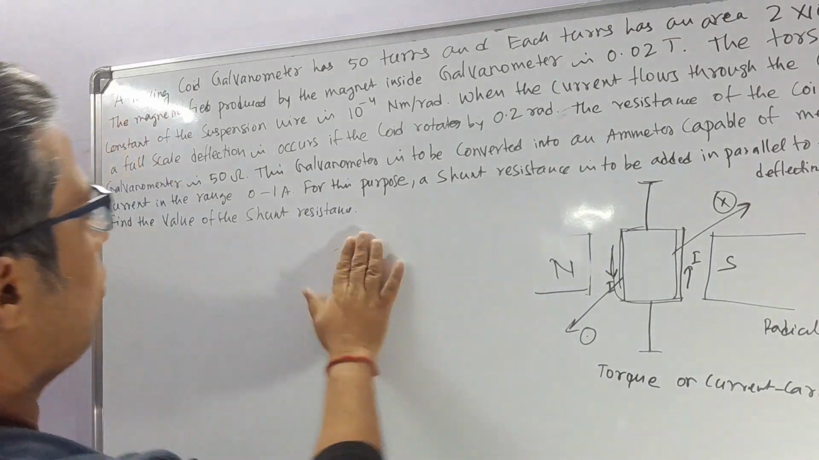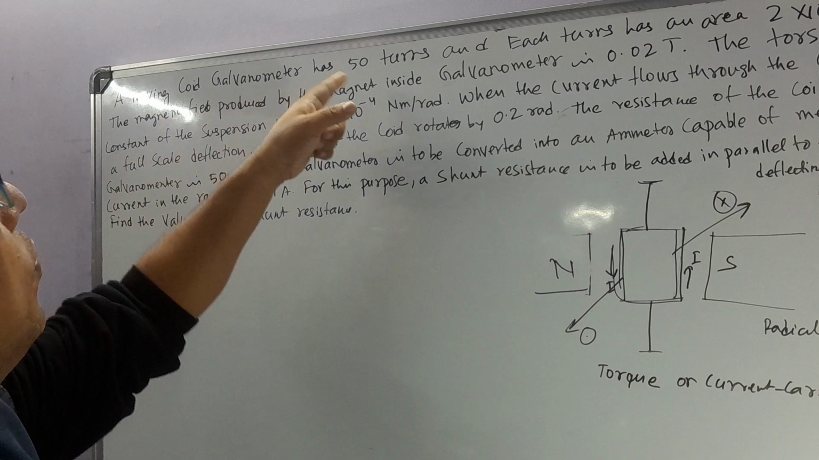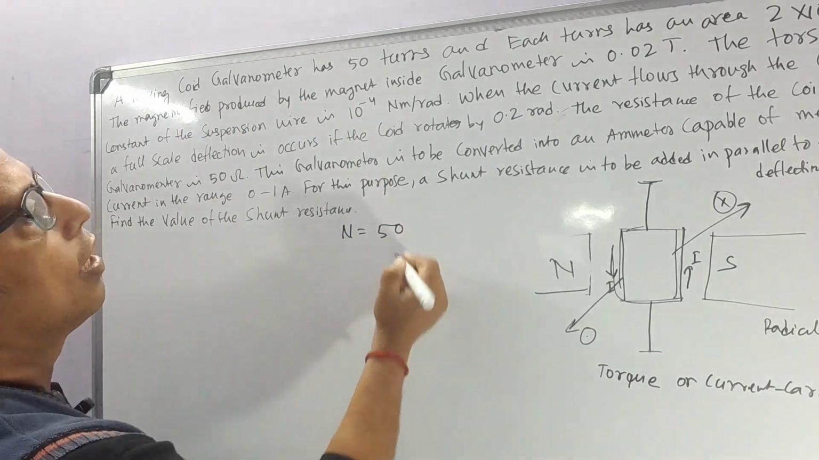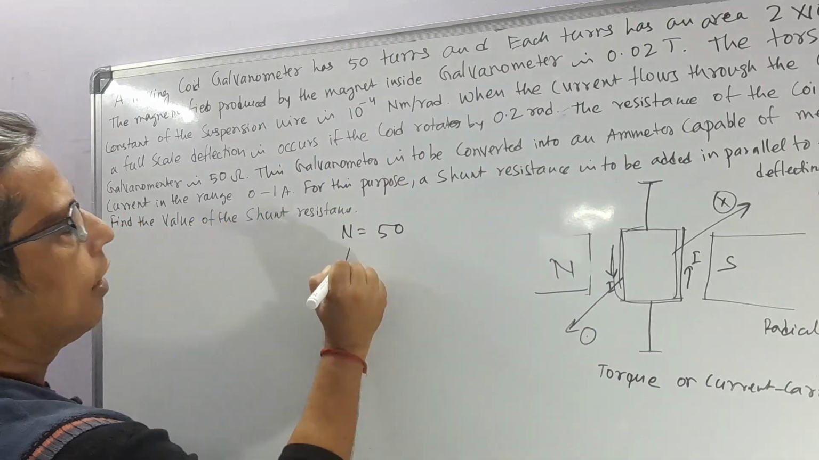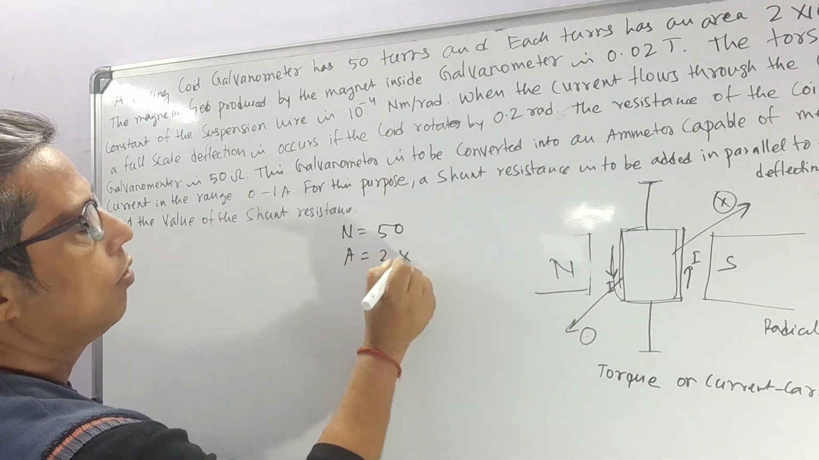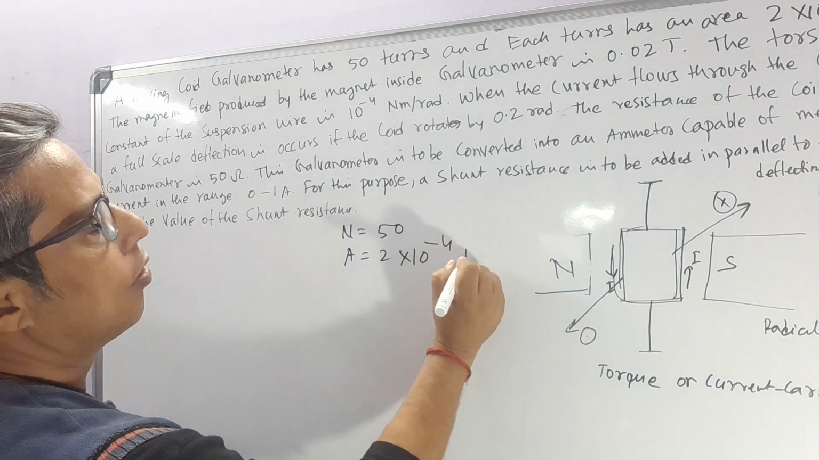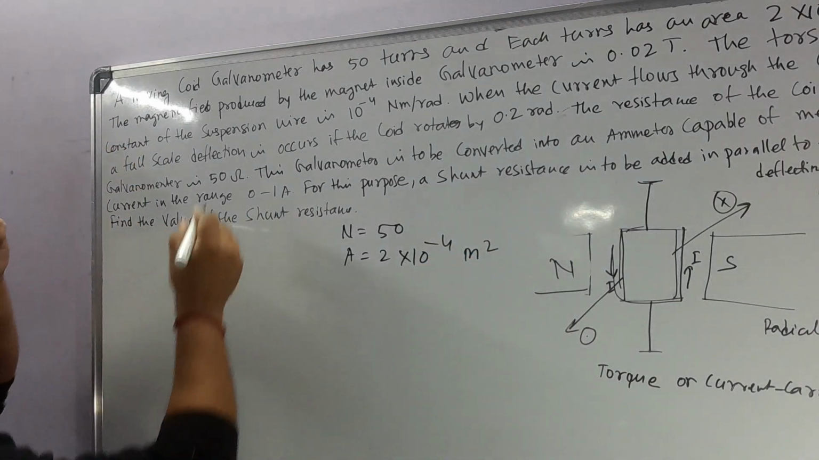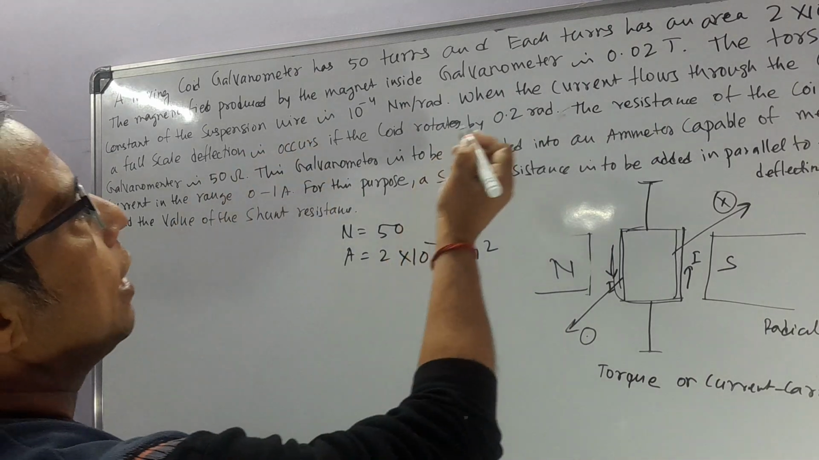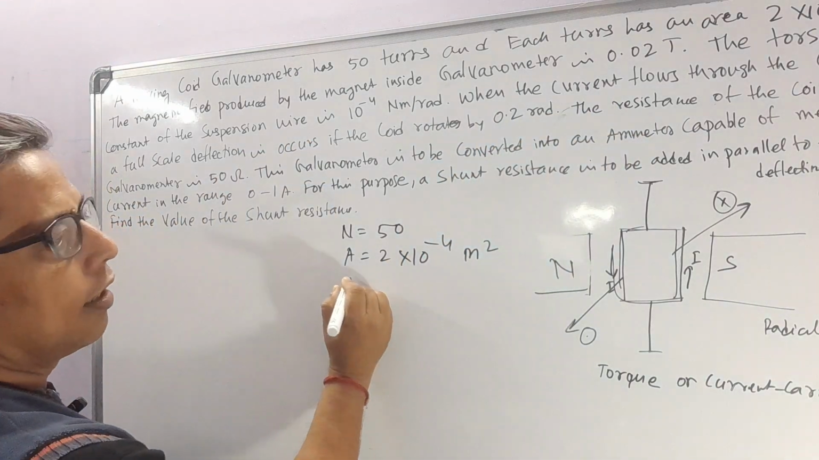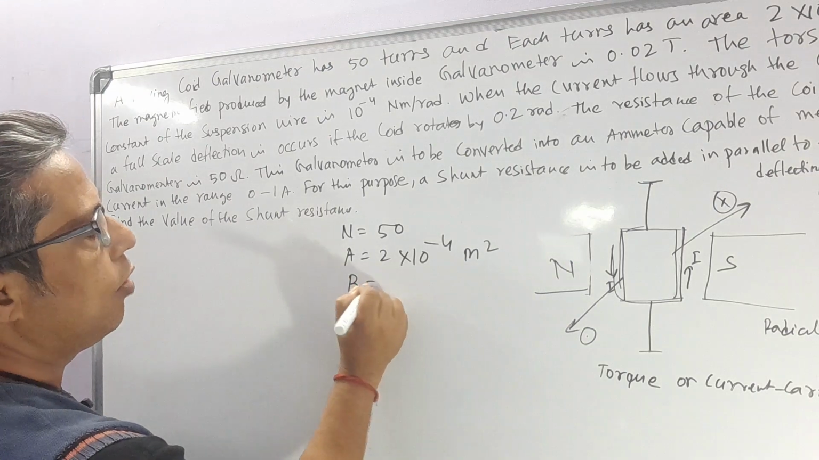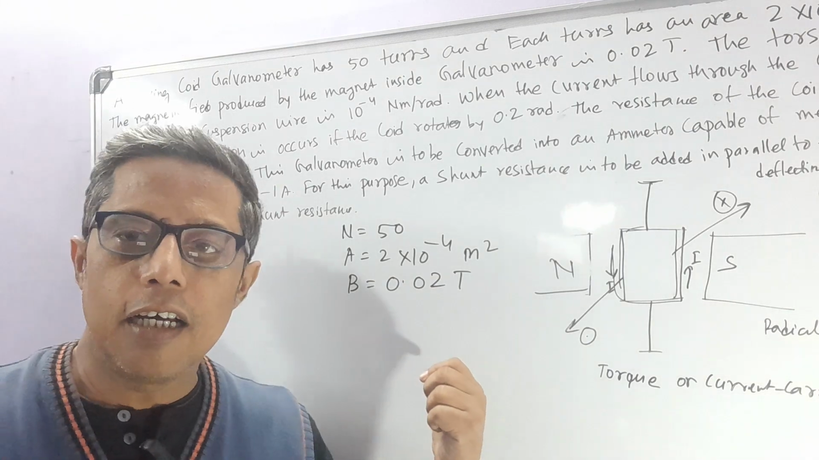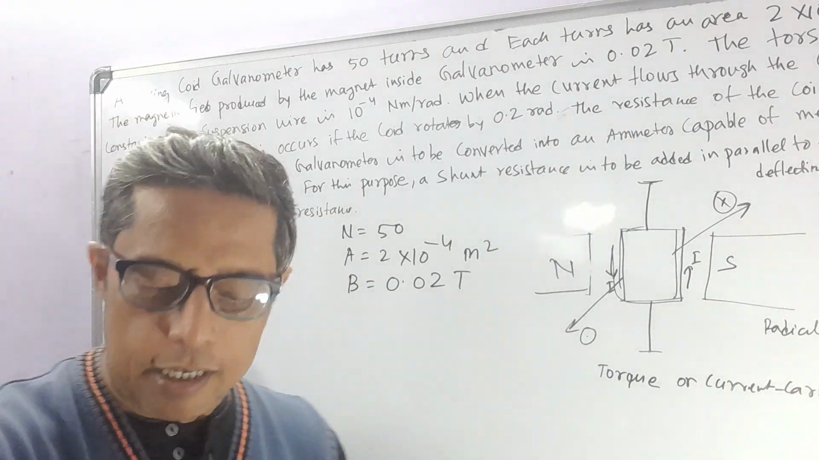Now what parameters are we receiving from here? A moving coil galvanometer has 50 turns, that means N is equal to 50. Each turn has an area A equal to 2 into 10 to the power minus 4 meter square. Next is the magnetic field produced by the magnet inside the galvanometer, that means this is B. The magnetic field B is 0.2 Tesla. Tesla is the unit of the magnetic field.